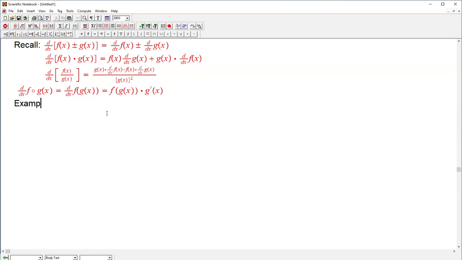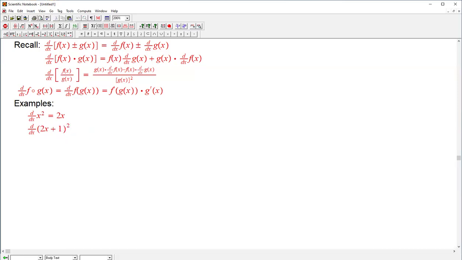I'm going to give you some examples. The first one, for example, we simply have x squared. The derivative of x squared is 2x. But instead of differentiating x squared, we're differentiating something else squared, and this something else is going to be 2x plus 1. I'm going to differentiate 2x plus 1 squared.